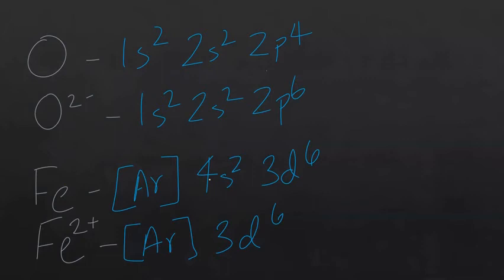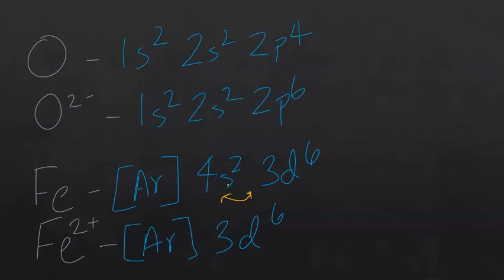However, for cations, for example, a neutral iron atom is just going to be argon. I didn't want to write down the earlier stuff, so I just did the noble gas configuration. 4s2, 3d6. So I could have written down 3d6 and then 4s2. Either of those would have worked.